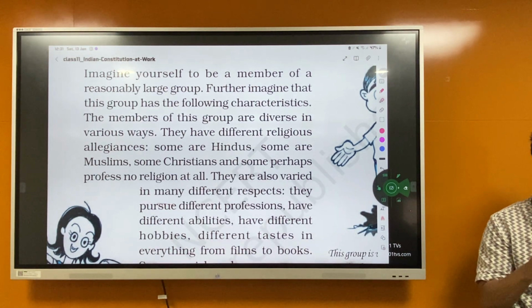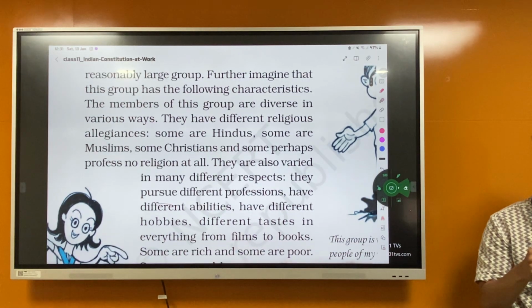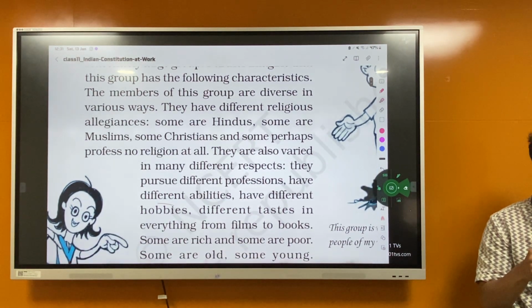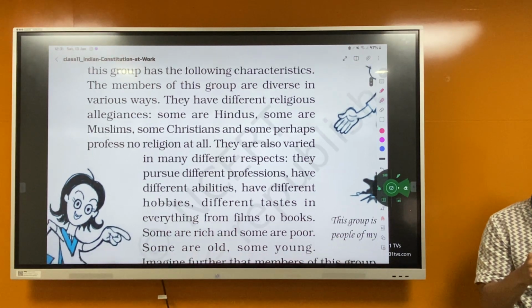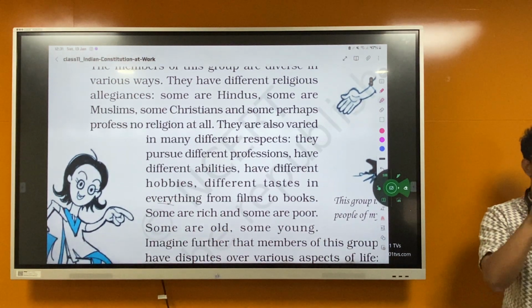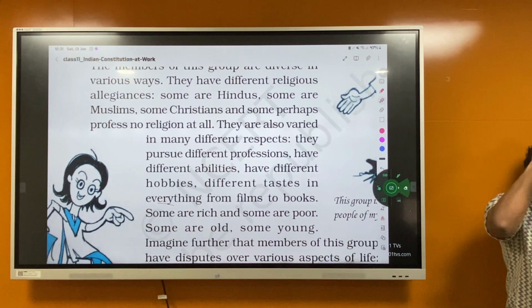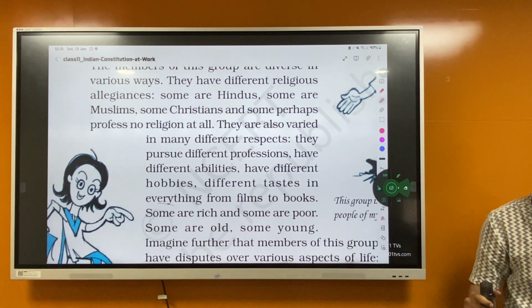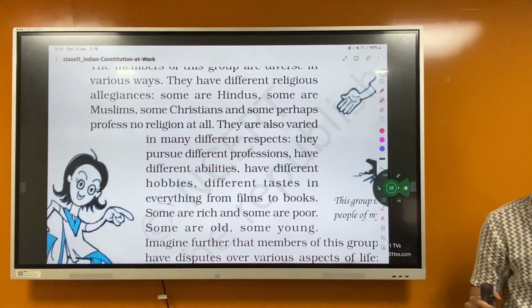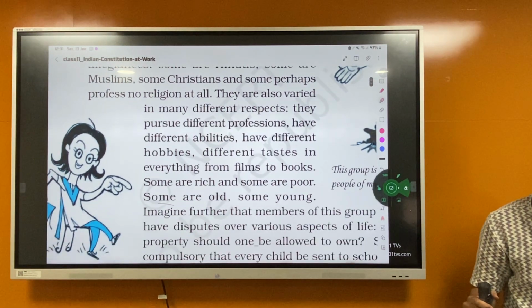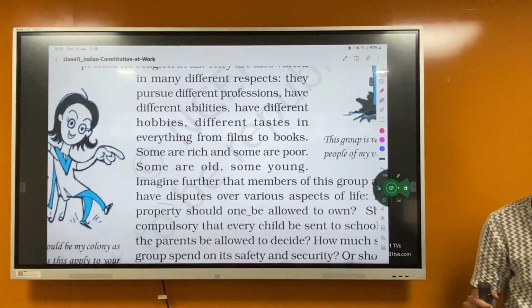Some are Hindus, some are Muslims. Some are Christian, and some perhaps profess no religion at all. There are also very many different respects. They pursue different professions, have different activities, have different hobbies, different tastes in everything. From swimming to books, some are rich, some are poor, some are old, some are young.